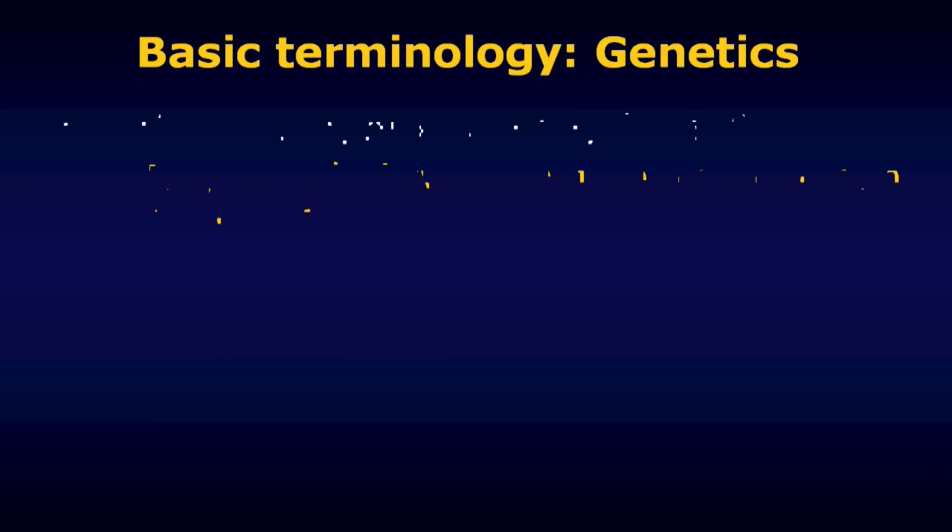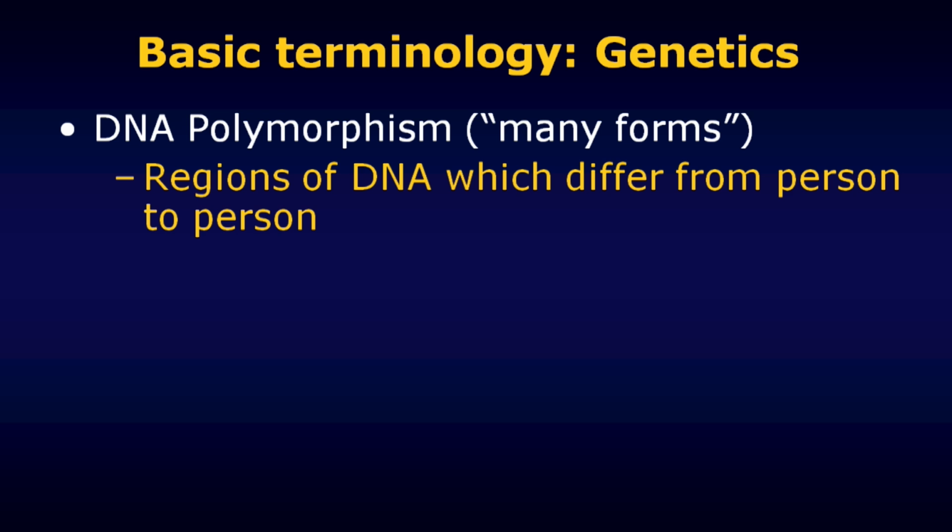So let's start with talking about what is a DNA polymorphism. You know, I understand the word polymorphism may seem a little bit unusual and intimidating at first glance, but it's really very straightforward. The translation here is simply this. Poly is the word that we use for many, and morphism, morph is form. So what we're talking about here with a DNA polymorphism is quite simply a region of DNA that's very likely to differ from one person to another.